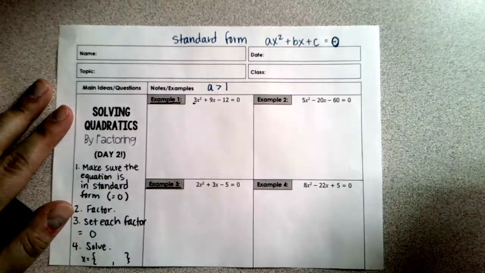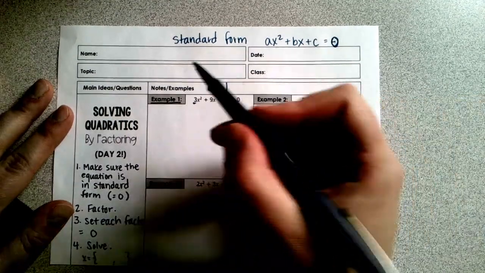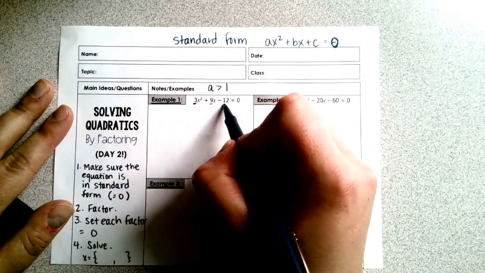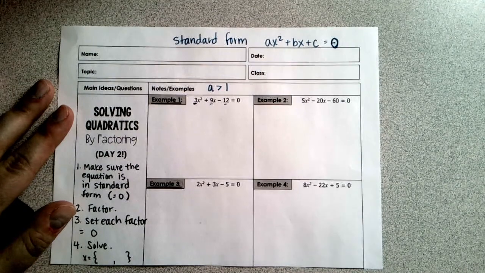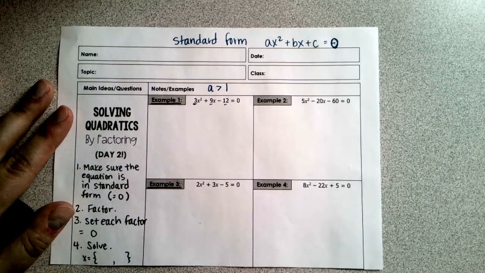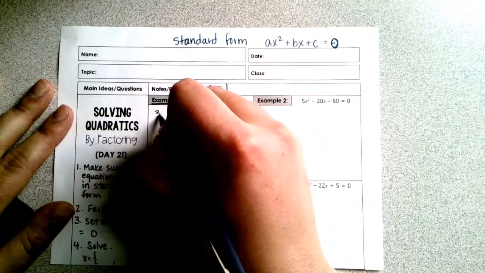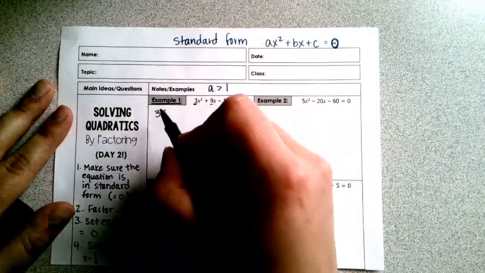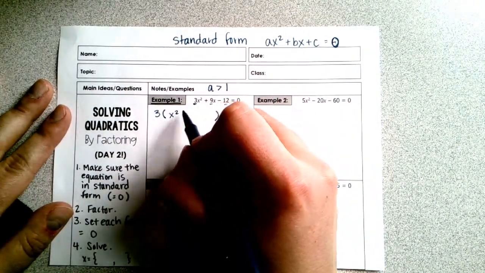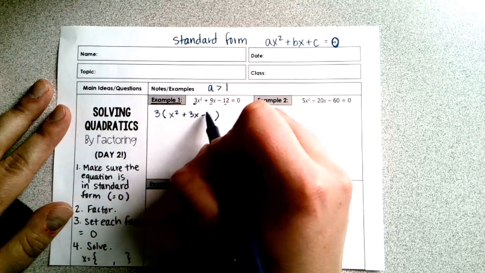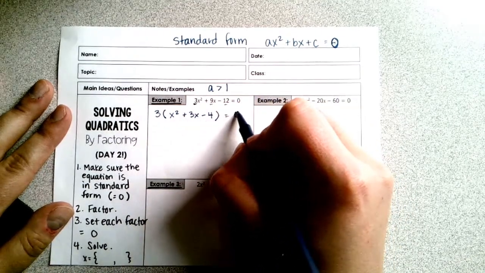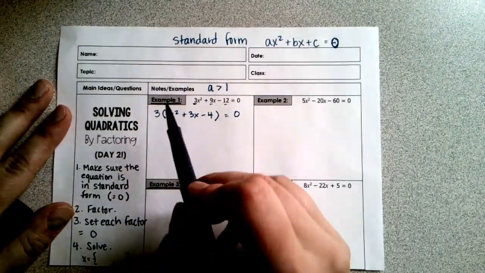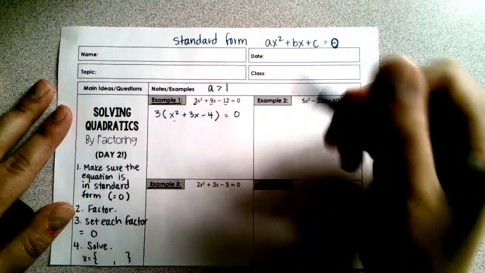Step 1 of factoring is always checking to see if we have a greatest common factor. So is there a number that you could divide all 3 terms by? And in this case, yes, there is. You can divide each term by 3. So we can factor out a 3, and in the parentheses, we're left with x squared plus 3x minus 4, and it still equals 0. Now we can factor the inside of the parentheses.